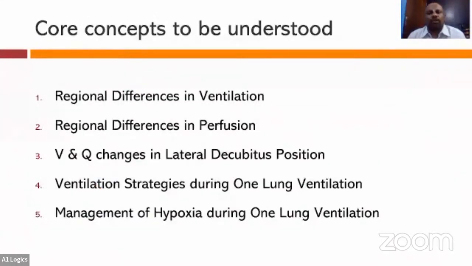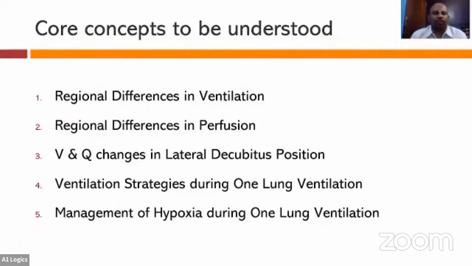For this, we have to understand some core concepts. We will go on with 5 core concepts today. So we'll understand what are the regional differences in ventilation in our lung, what are the regional differences in perfusion of our lung, the ventilation and perfusion changes when a person changes from upright to the lateral decubitus position, ventilation strategies that should be employed during one lung ventilation, and if there is a hypoxia, how to manage it. So these 5 topics we'll discuss in detail.